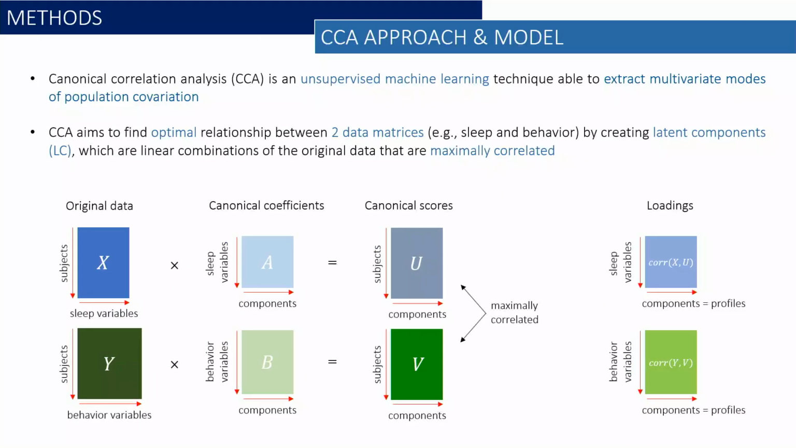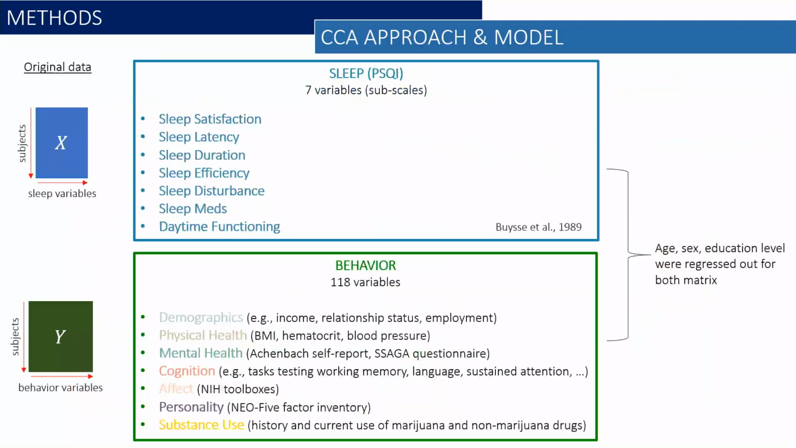In order to answer our aim, we use an unsupervised machine learning technique called CCA, canonical correlation analysis. So basically, CCA aims to maximize correlation between combinations of variables in two matrices. Obviously, one of these matrices was sleep. So we used the 7 subscales of the PSQI that basically assess multiple dimensions of sleep, such as sleep satisfaction, sleep duration, but also the use of sleep meds, sleep disturbance, etc.